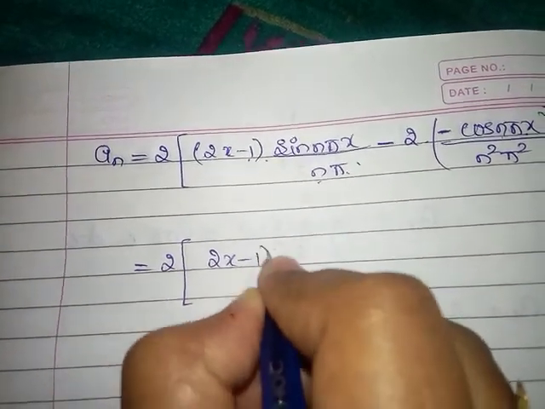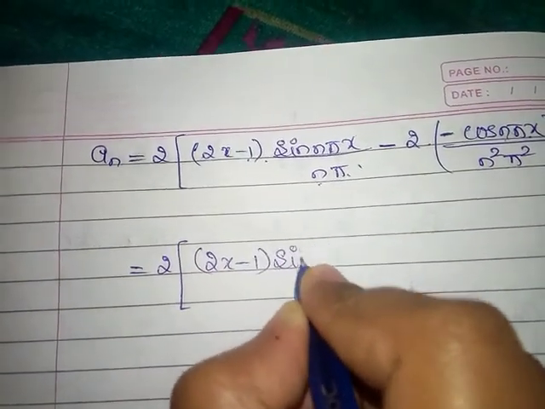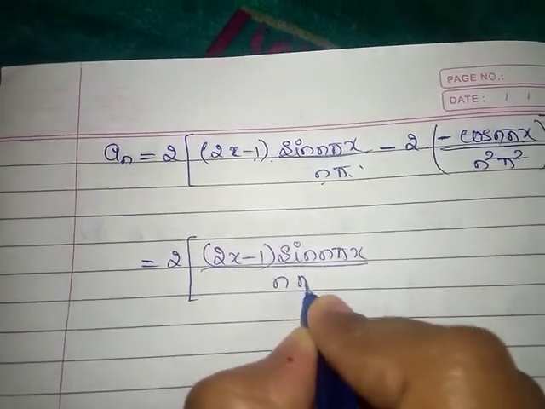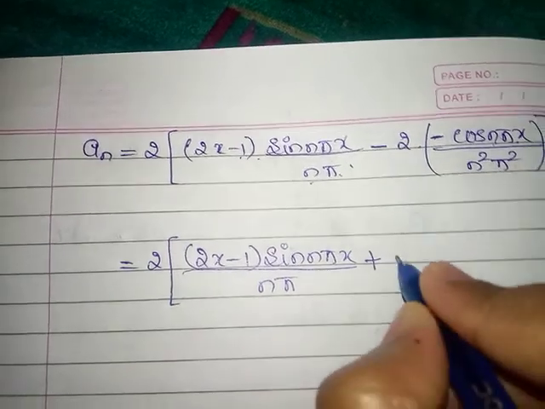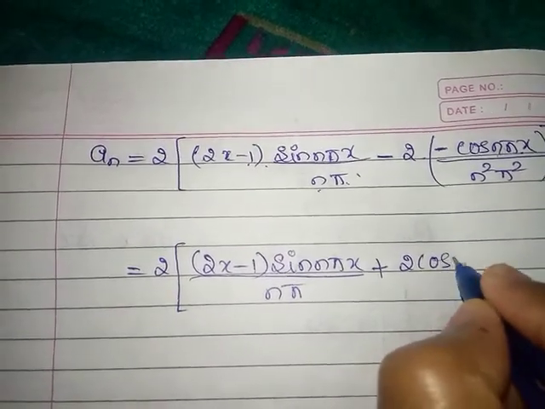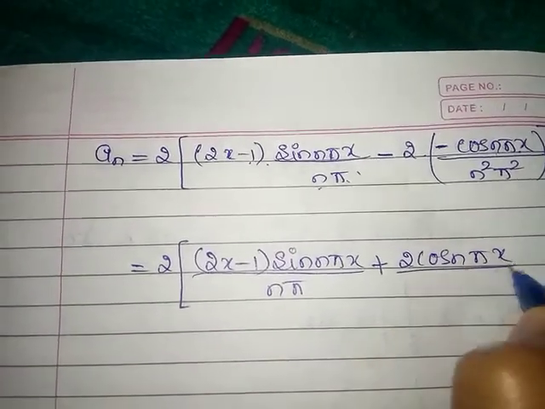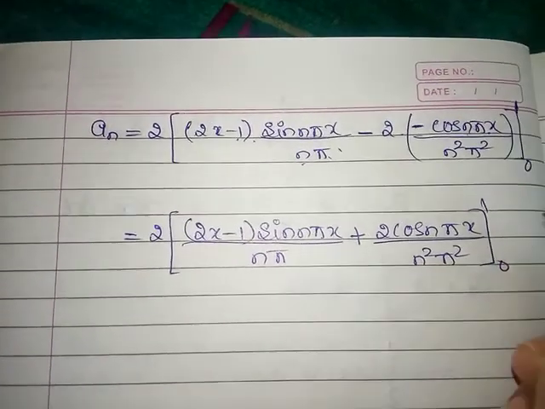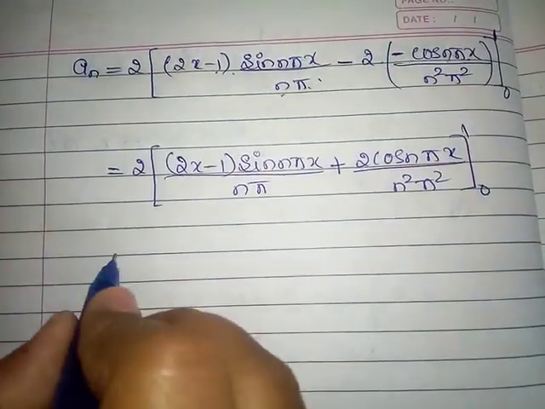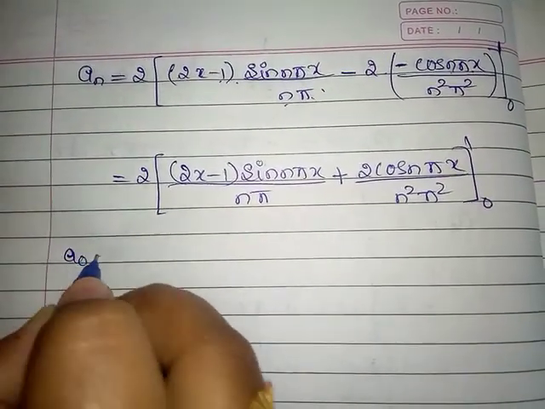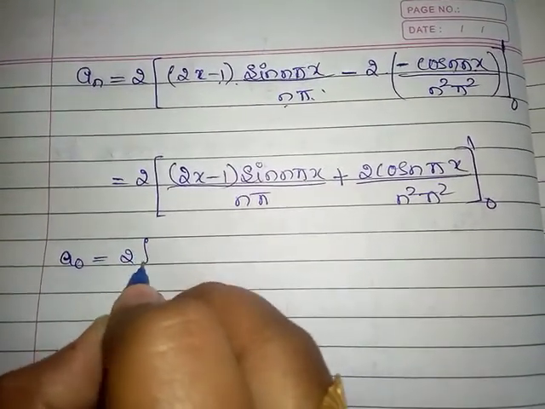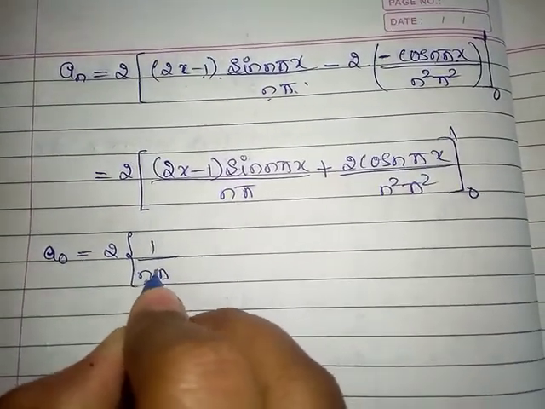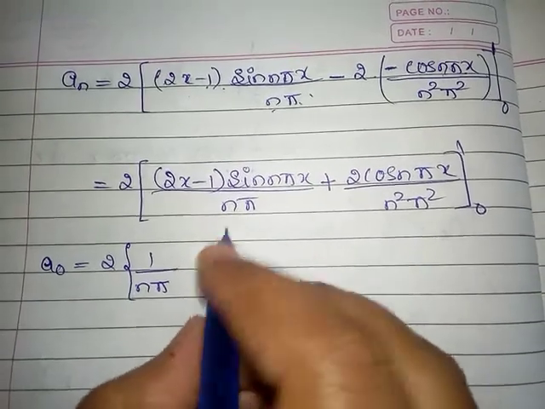Which is equal to 2 into 2x minus 1 sin n pi x divided by n pi, minus into minus, plus 2 cos n pi x divided by n square pi square, limits from 0 to 1. First I will apply upper limit and lower limit for the first term, after that the second term. Here in this term take 1 divided by n into pi outside.